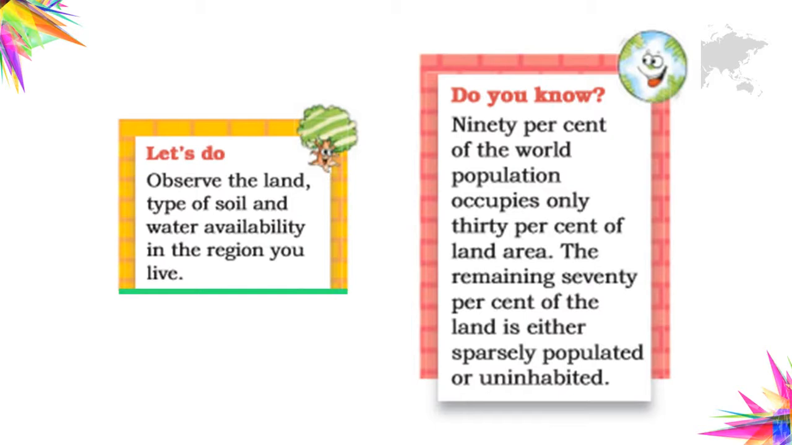90% of the world population occupies only 30% of the land area. The remaining 70% of land is either sparsely populated or uninhabited. It means 30% of the whole area has the largest amount of population compared to the remaining.